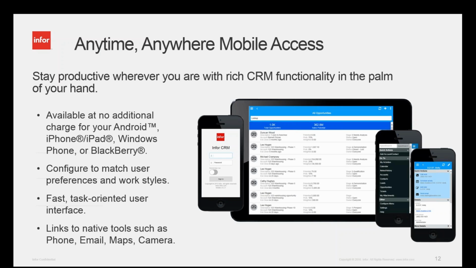So if I'm on my phone, I can click on a phone number and auto dial the contact, or click on an address and launch the mapping application. Ties in with email and camera as well. So those abilities that we've all developed working with our devices carry through to Infor CRM and really allow that productivity and that adoption of the sales force to take hold.